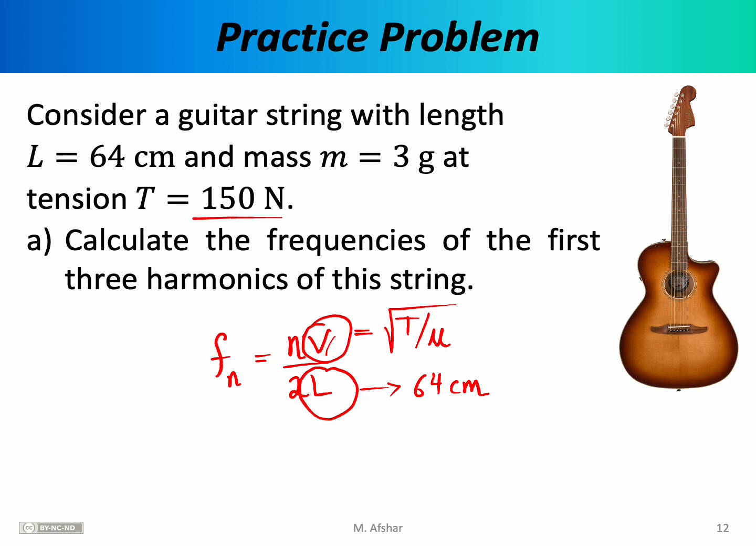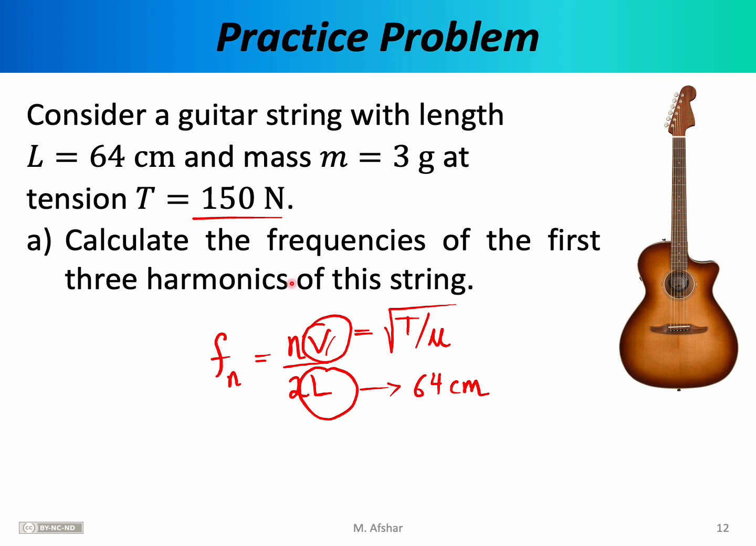So if we can figure out the length mass density of the guitar string, we should be able to calculate v. And if we calculate v, then we should be able to calculate the frequencies. The mass length density can be calculated by taking the mass and dividing it by the length. Recall that here we're talking about the length density and not volume density.